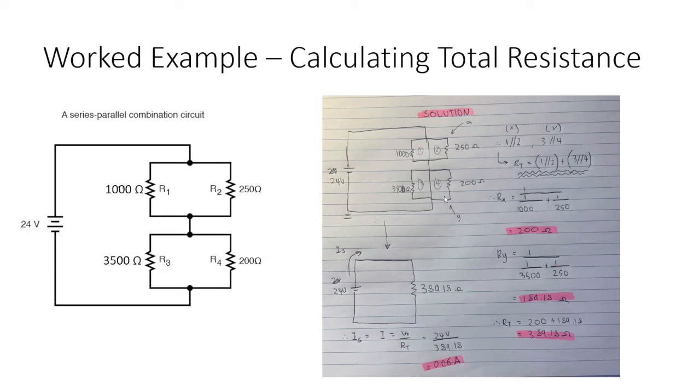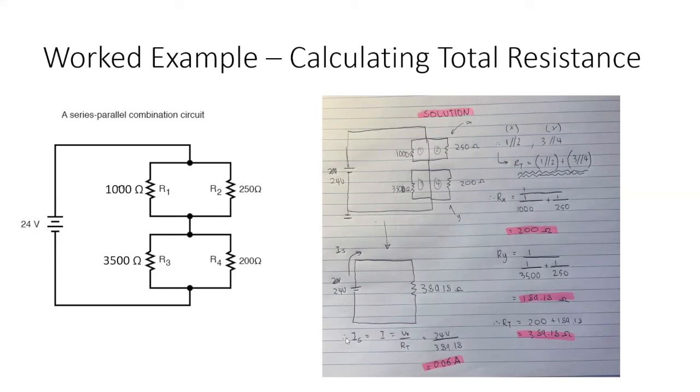Then to find the R total, once we've made this just a series circuit with 2 resistors, one here and one here, we just add them up. 200 plus 189.18 is 389.18. So that's our equivalent circuit with 1 resistor for these 4. So that's the R total.